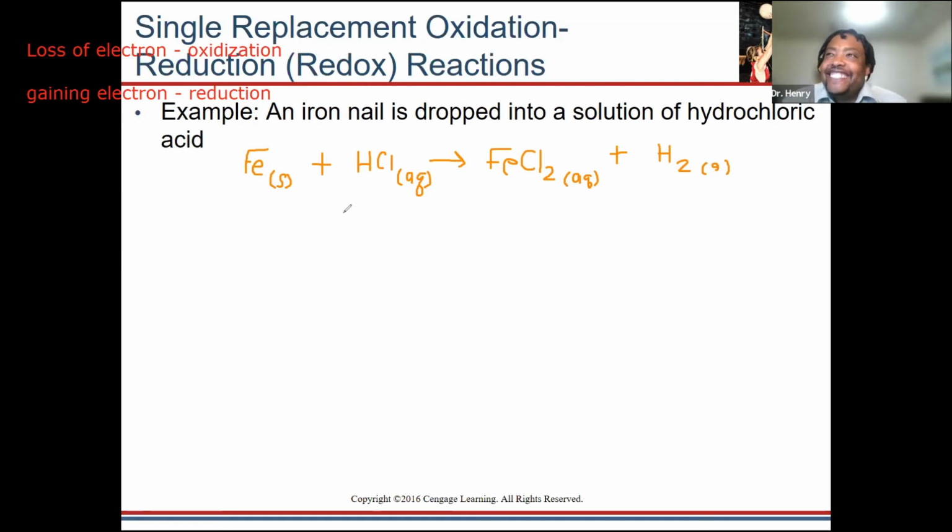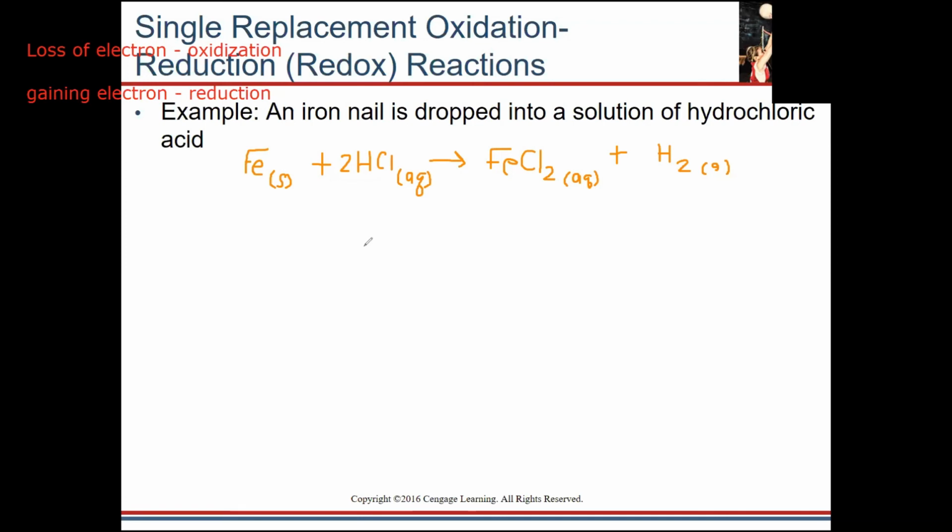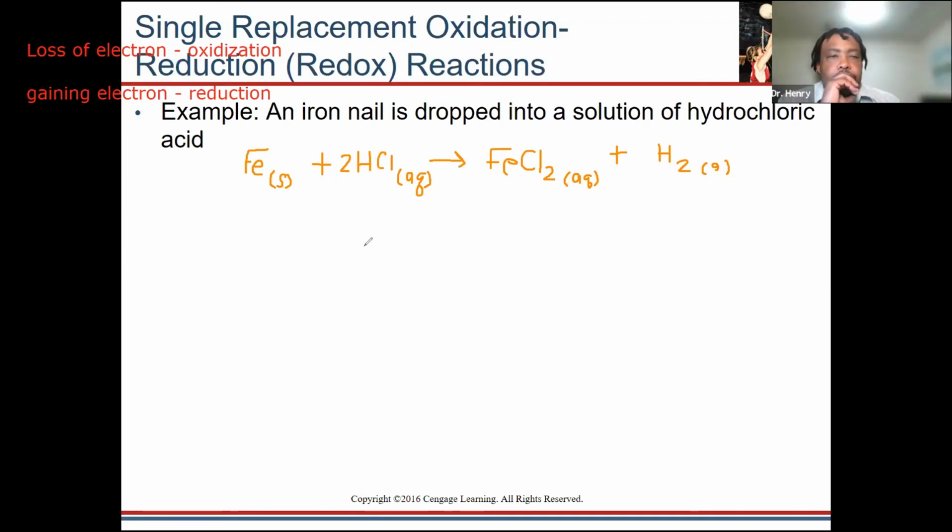Acid. HCl. Okay, is it balanced now? Yes. Okay, so now I'm going to ask you, what is being oxidized and what is being reduced?